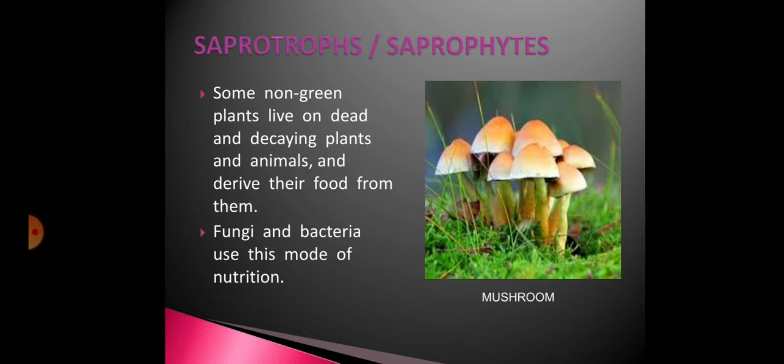To get their nutrition from dead and decaying matter, they secrete digestive juice and convert it into a solution, a liquid form. This mode of nutrition in which organisms take in nutrients in a solution from dead and decaying matter is called saprotrophic nutrition, and the organisms which use this kind of mode of nutrition are called saprotrophs. Thus, we can say that fungi are saprotrophs.